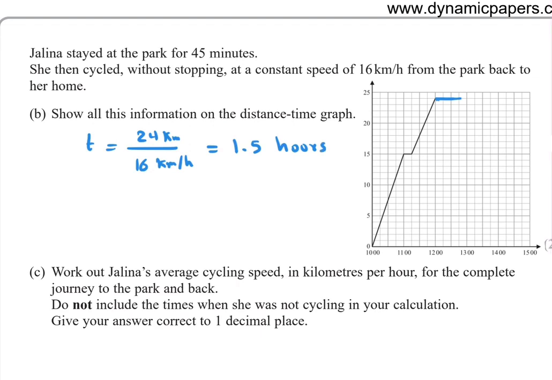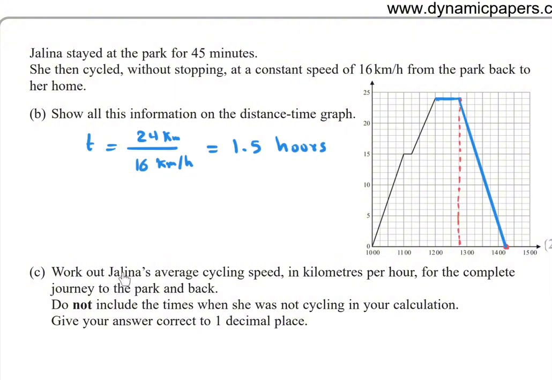Now she started the coming back journey at this time, which is 12:45, and from this time she took 1 hour 30 minutes, 1.5 hours, to reach home. So 6 small squares, so 14, 15. Now join this point with that one. Now the information is shown in the distance time graph.